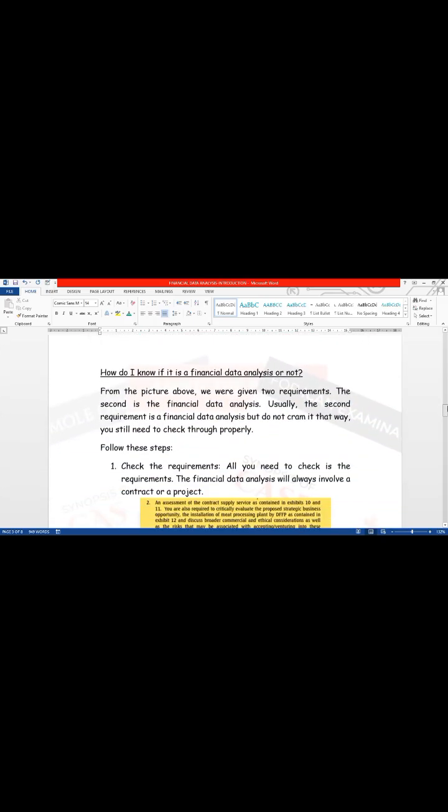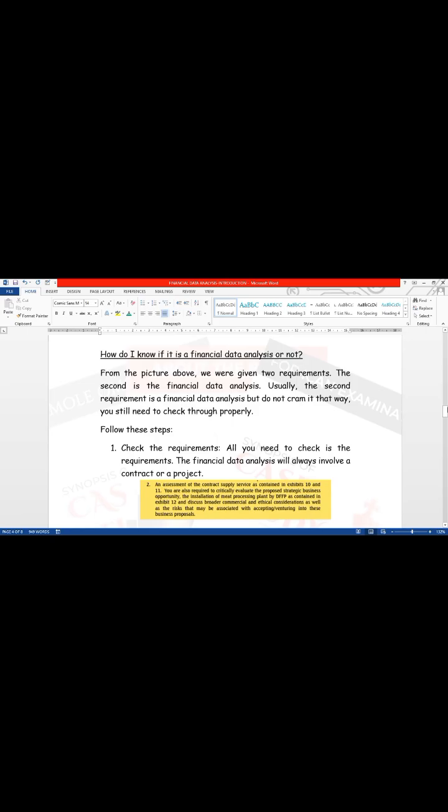Another question is, how do I know if it's a financial data analysis or not? From the picture above, we're given two requirements, right? The second is a financial data analysis. Usually the second requirement is a financial data analysis, but do not cram it that way. You need to check properly. There are some signs and keys, some steps that you can follow to determine whether you are doing a financial data analysis or not. I'll be showing you those steps in this video.